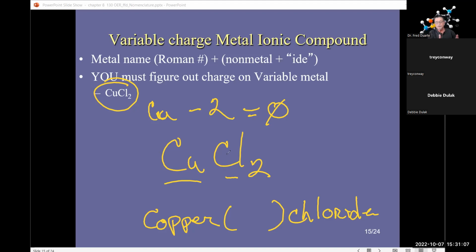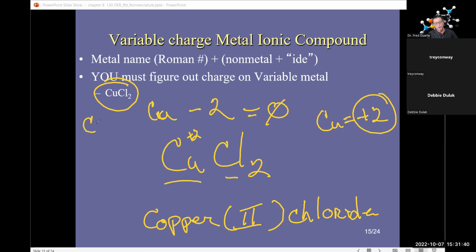So my little algebraic equation is Cu minus 2 equals 0. So in this case, solve for Cu is equal to +2, okay? So I must be using +2 here. I have to be, since I got 2 negatives in the chloride. So that means that the name would be copper Roman numeral 2 chloride. Copper Roman numeral 2 chloride.